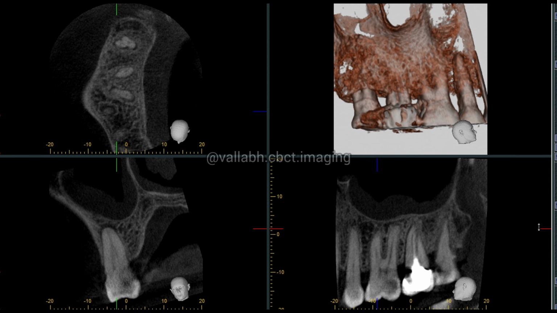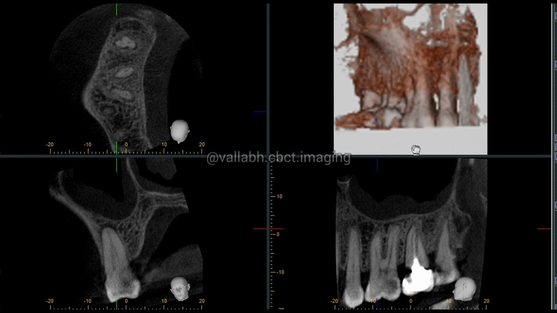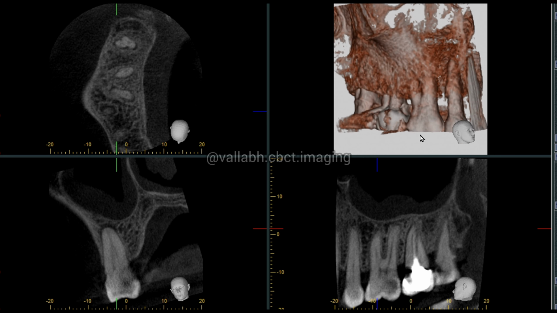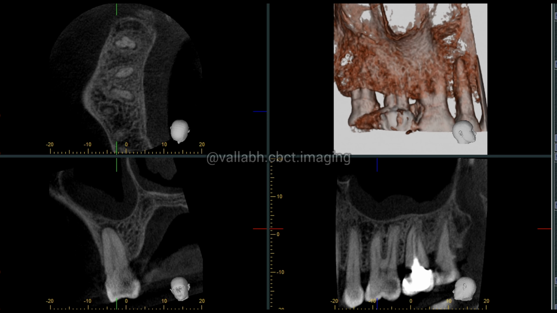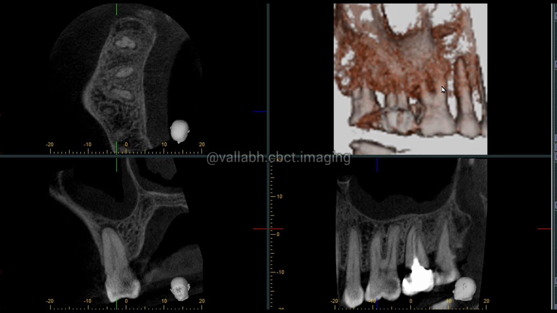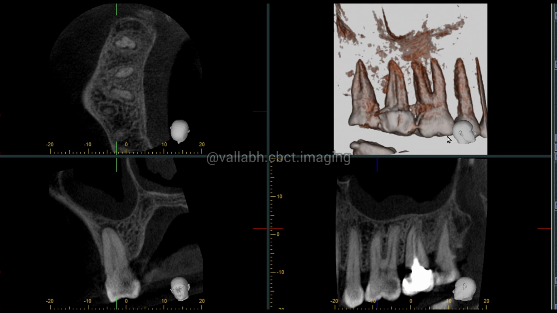Vallabh Chawla, and today we'll be doing a case report wherein the patient reported with pain in the upper right side region. The cause of the pain was not known and hence the patient was referred for a CBCT scan of the first quadrant, that is the upper right side region. We took a CBCT scan of the upper right side. As you can see, this is the upper right side region.